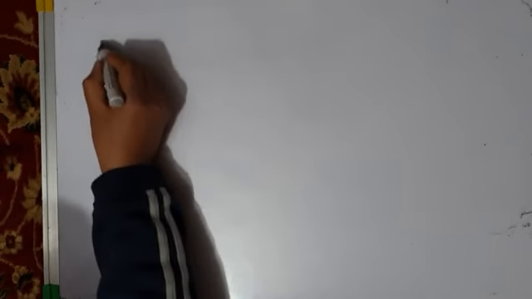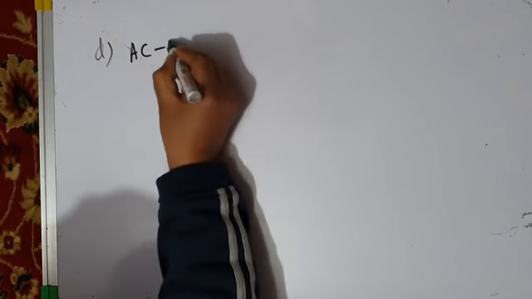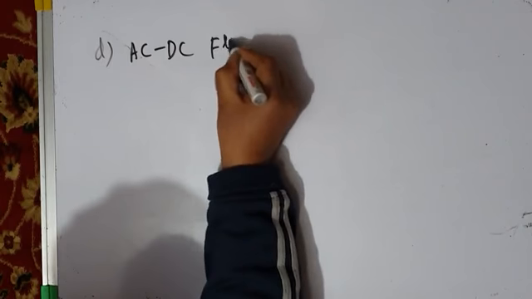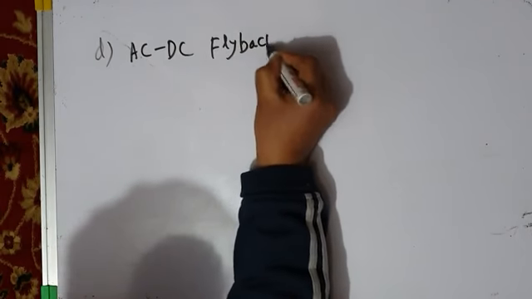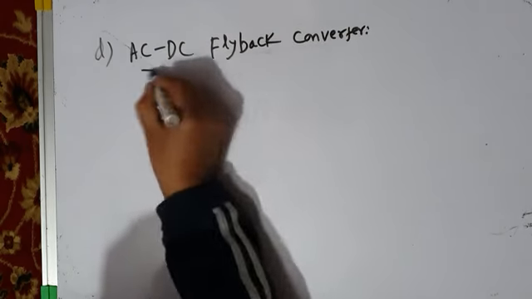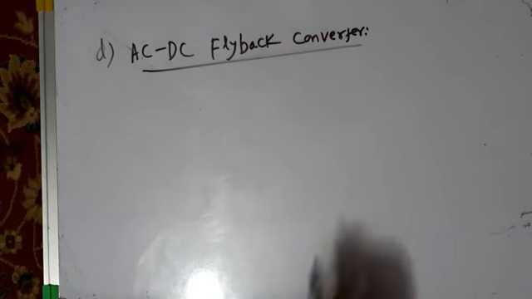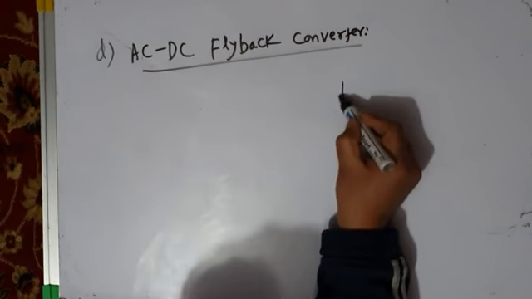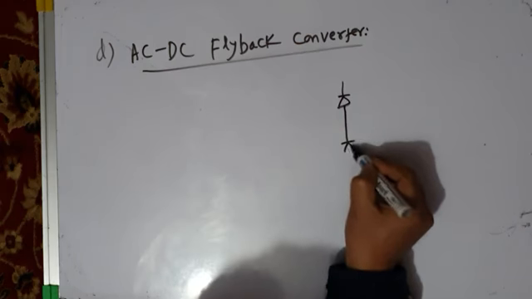Otherwise it was a best candidate for self PFC. To overcome this problem, we have another type of AC to DC improved power quality converter, which is called AC to DC flyback converter. Flyback converter, let me quickly show you the power circuit diagram of AC to DC flyback converter.